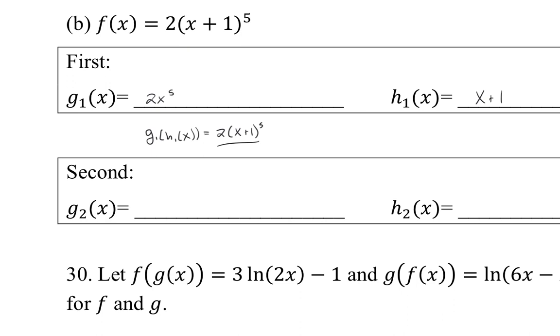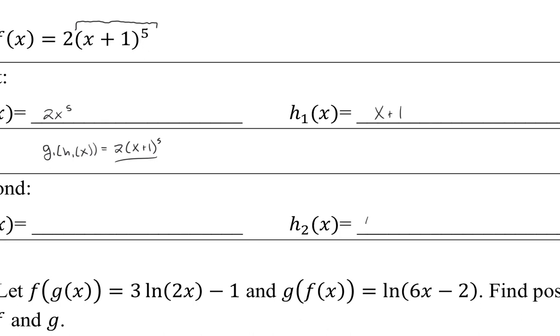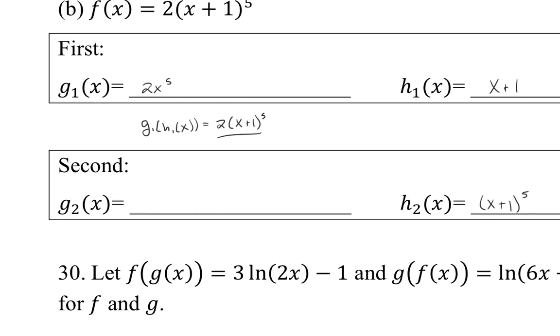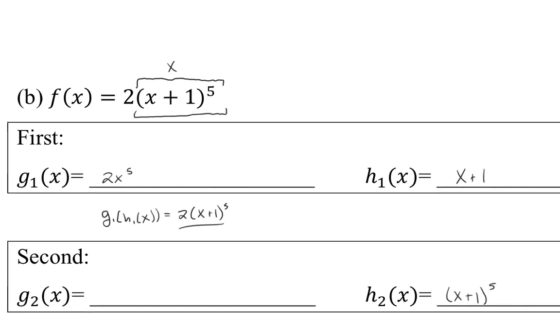What if we wanted to go a different way? Maybe we wanted to say, okay, let's put this whole thing as h2 of x. So h2 of x, I'm just going to say is x plus 1 raised to the 5th power. That would make g2 of x, replacing this whole thing with x, 2x.